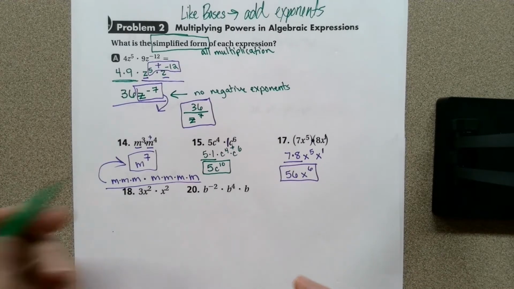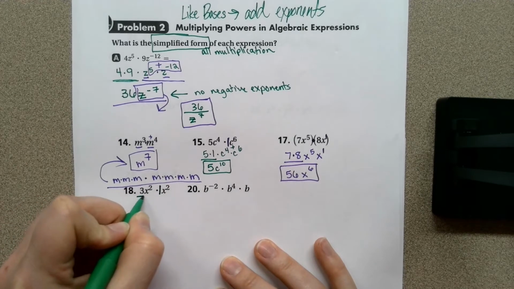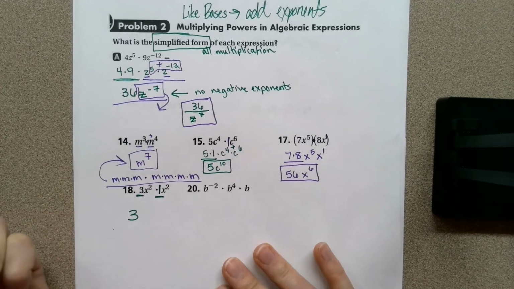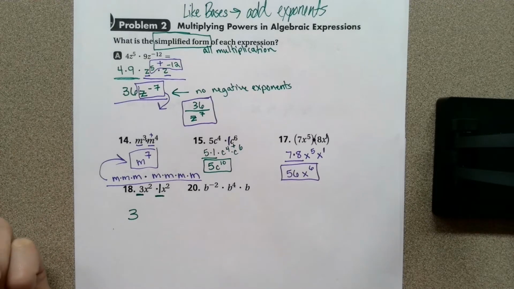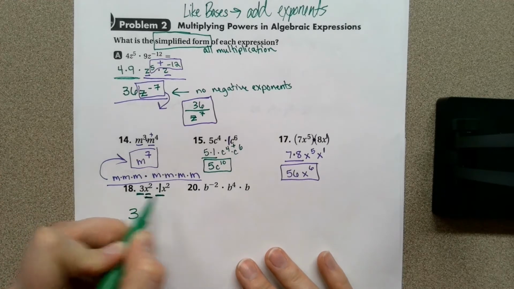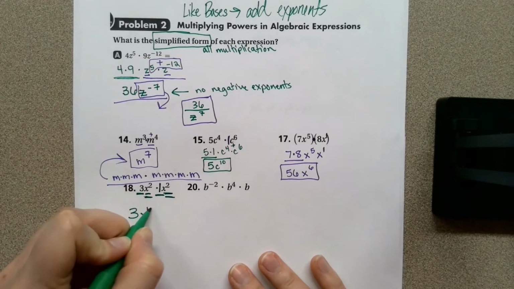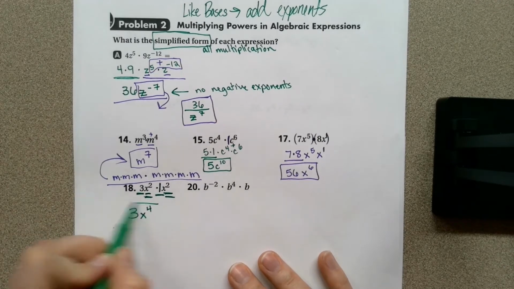Number 18, if we do it, we have 3x squared times that 1x, 3 times 1 is just 3. Still using that commutative property, just thinking our way through it by multiplying like bases, and then the x squared and the x squared again. We're going to add those exponents, giving us x to the 4th power.